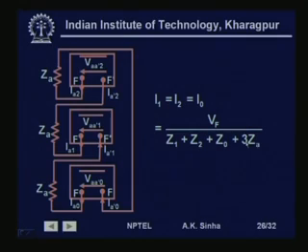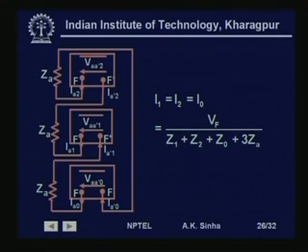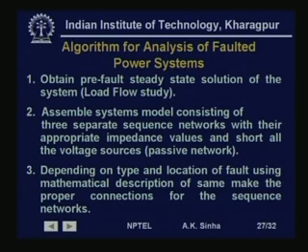Once we know the sequence currents, we can calculate the sequence voltages at any point, and converting them, we will find out the phase voltages at fault point or any other point in the system. So, this is how we can solve for open circuit faults using the sequence network connections. So, after this, we will summarize whatever we have done till now in case of faulted system analysis.